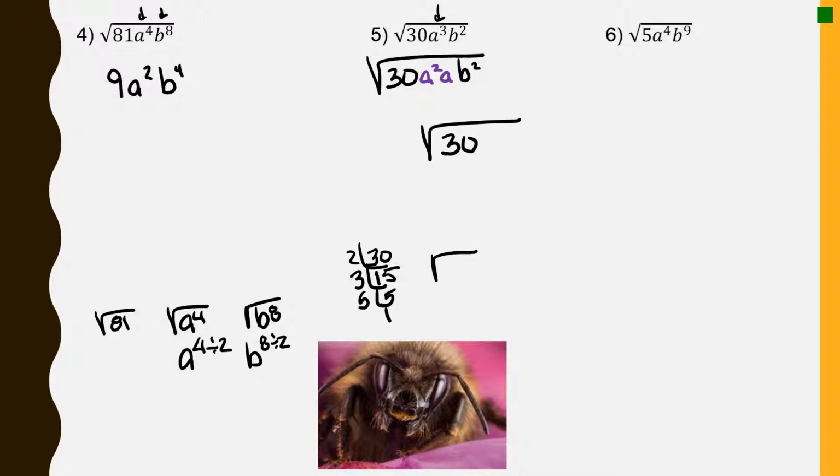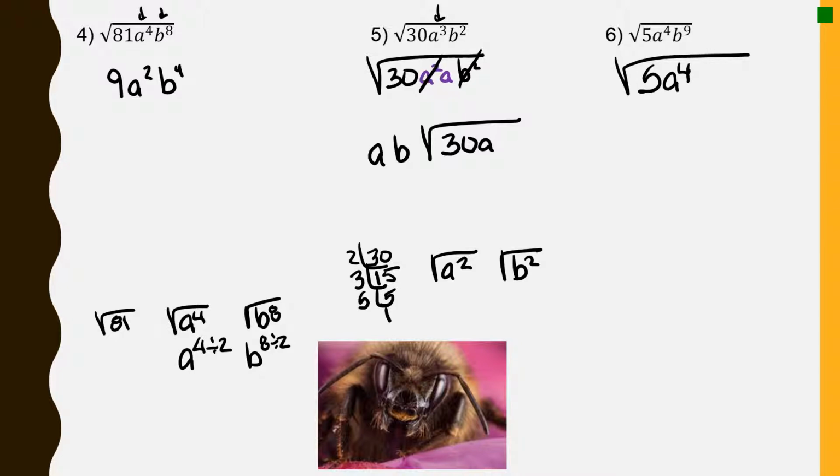For the square root of a squared, 2 divided by 2 is 1, so I'm bringing out an a, but that still leaves an a inside. For the square root of b squared, 2 divided by 2 is 1, so I'm bringing out that b, and I have no b's left inside. No b's for you.